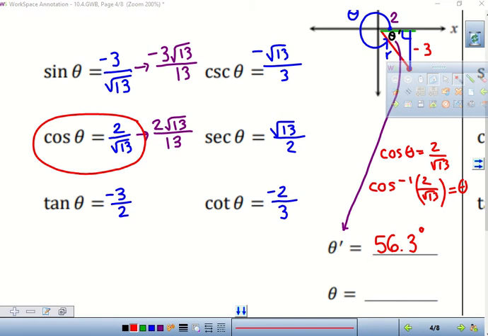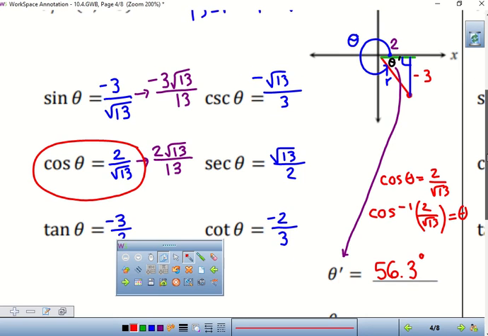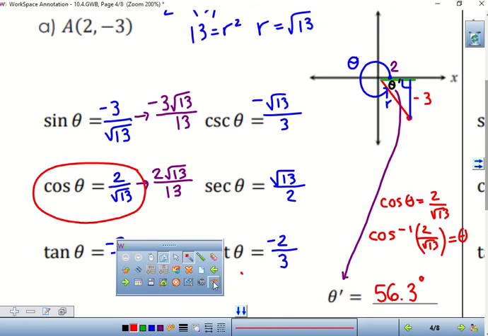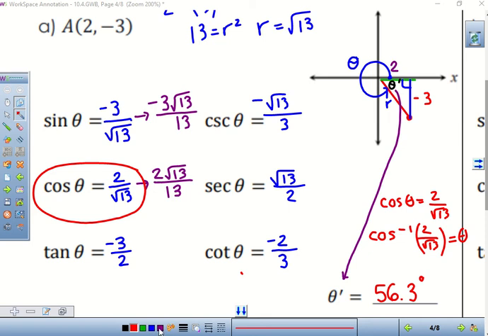Now that we found our reference angle, now we're going to find theta itself. So theta itself is going to be different every time, so you have to be careful about finding theta itself. You have to be a little bit intuitive here. You have to kind of use your intuition. There's no set way I can tell you how to do this.